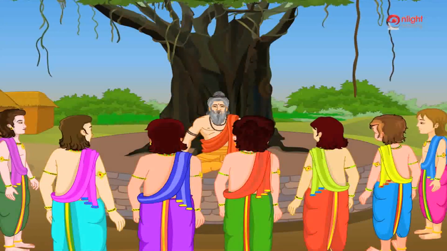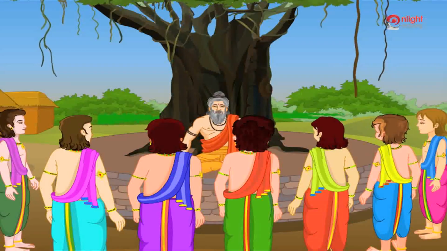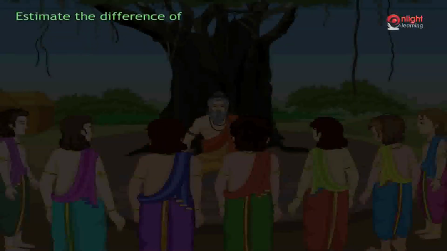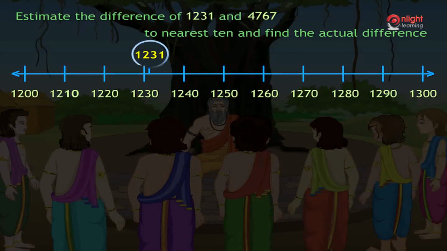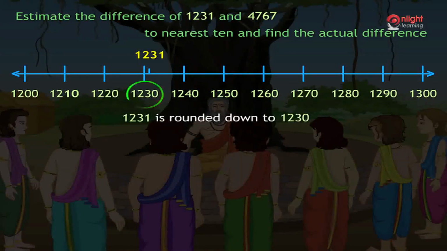Rules for estimating the difference are the same as estimating the sum. Let us try one example. Estimate the difference of 1,231 and 4,767 to nearest 10 and find the actual difference. 1231 is closer to 1230. So it is rounded down to 1230.